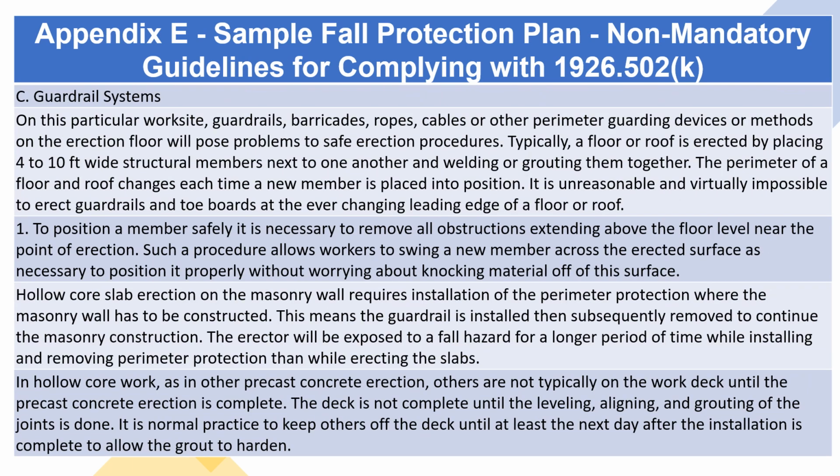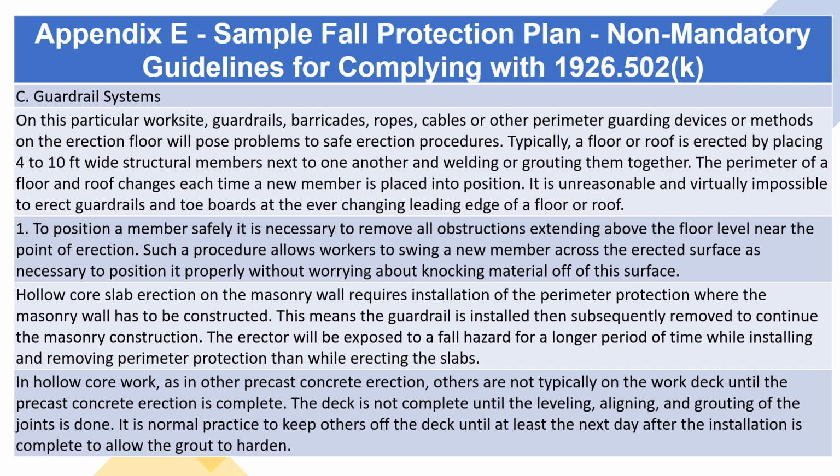C. Guardrail systems. On this particular worksite, guardrails, barricades, ropes, cables, or other perimeter guarding devices or methods on the erection floor will pose problems to safe erection procedures. Typically, a floor or roof is erected by placing 4 to 10 feet wide structural members next to one another and welding or grouting them together. The perimeter of a floor and roof changes each time a new member is placed into position. It is unreasonable and virtually impossible to erect guardrails and toe boards at the ever-changing leading edge of a floor or roof.